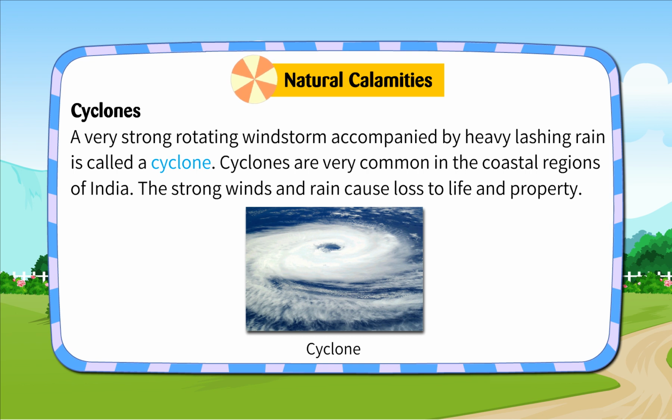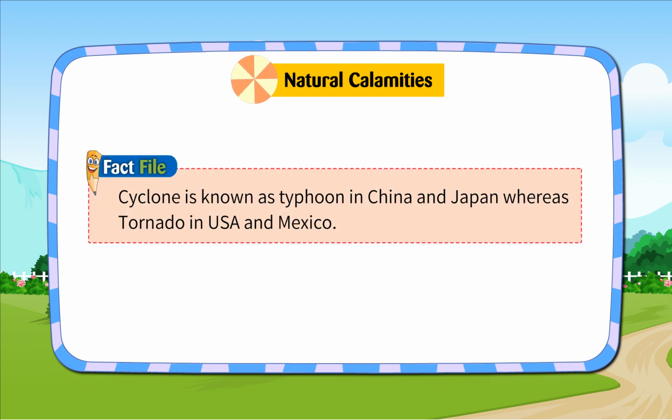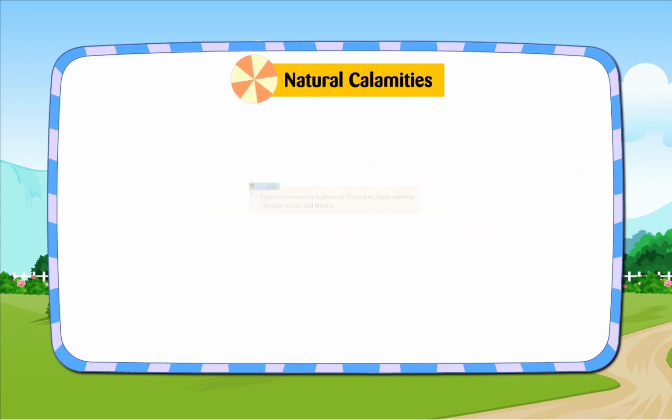Cyclones. A very strong rotating windstorm accompanied by heavy lashing rain is called a cyclone. Cyclones are very common in the coastal regions of India. The strong winds and rain cause loss to life and property. Fact file. Cyclone is known as typhoon in China and Japan, whereas tornado in USA and Mexico.